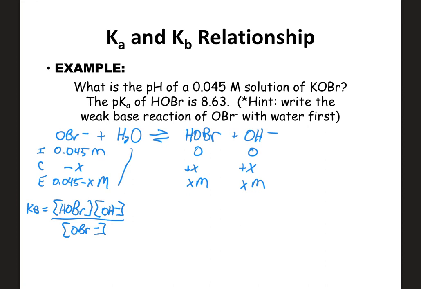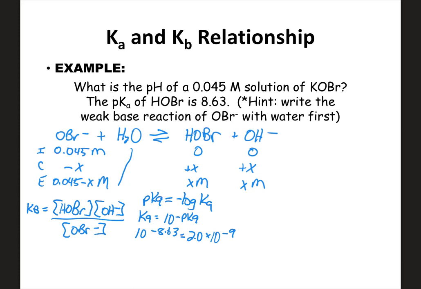All right. Realize though, you just wrote a Kb, and in the problem, we were given a pKa. Well, that doesn't work here. Even if you get this to a Ka, you're going to have to go even further because we need a Kb here. So we already know that pKa is equal to the negative log of Ka. So Ka would be equal to 10 to the power of the negative pKa. So when we do that math here, 10 to the power of negative 8.63, we're going to get 2.0 times 10 to the minus 9.